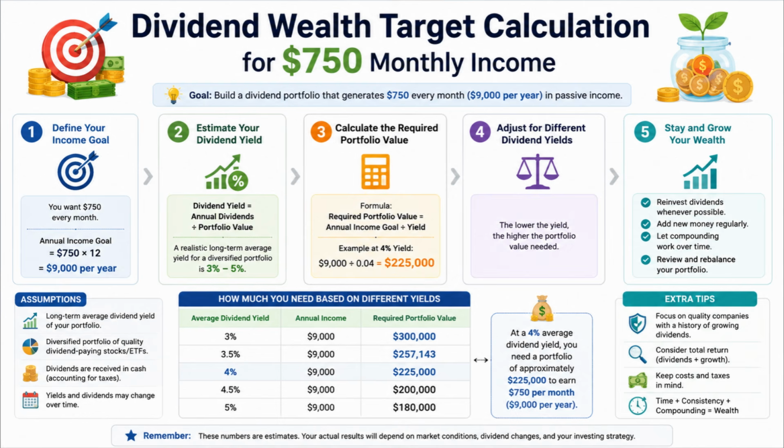So, the key takeaway is this. To earn $750 per month in dividend income, you need $9,000 per year in dividends. At a 4% average dividend yield, that means you need approximately $225,000 invested.